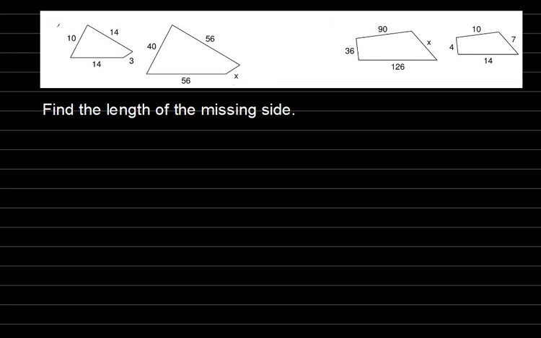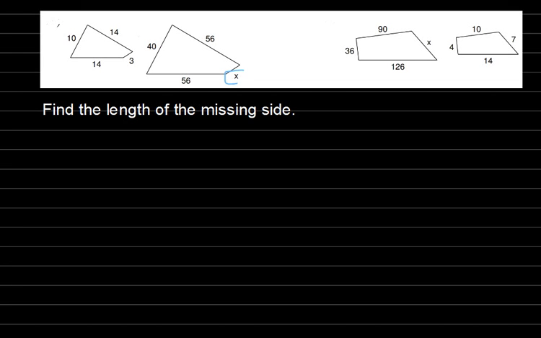Hello class. So today we're going to be looking at how to solve two kinds of questions. First, find the length of the missing side. So the first thing you need to do here is to locate the sides that you want to be comparing. So the x, the similar side to it and the other side is 3.